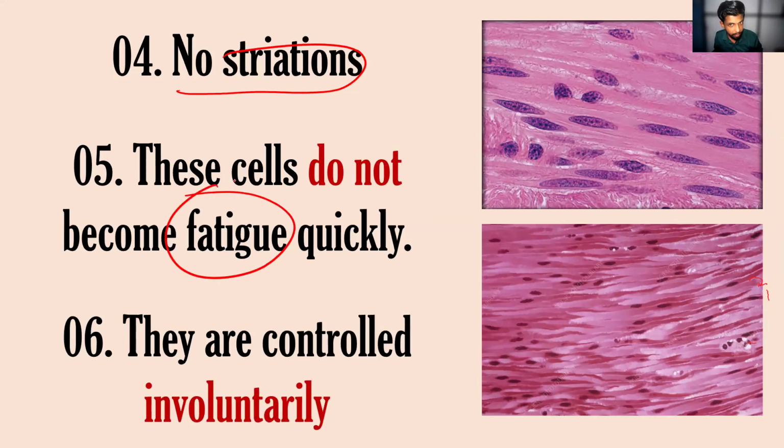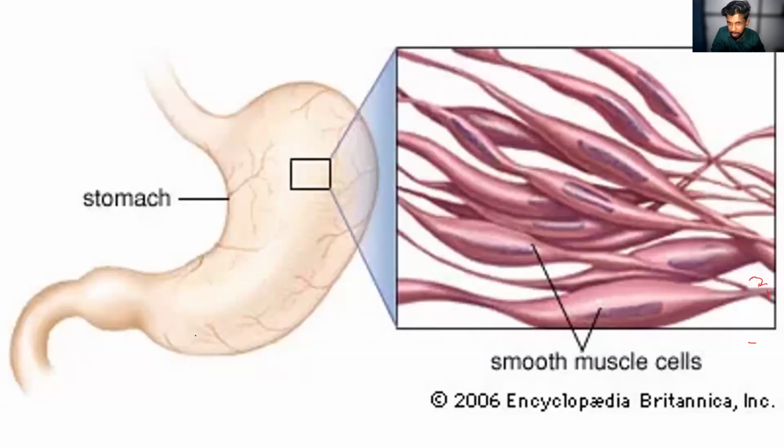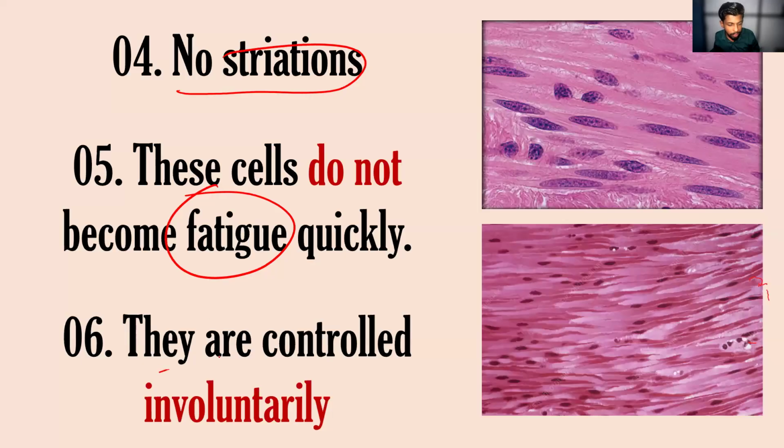Fatigue means tired. They will never become tired quickly. And also, the esophagus, stomach, all the internal body organs. Can you control the esophagus? Can you control the stomach? Can you control the urinary bladder? No, right? So these parts are made up of smooth muscle. The stomach cannot be controlled by ourselves, right? So that's why we have mentioned involuntary.